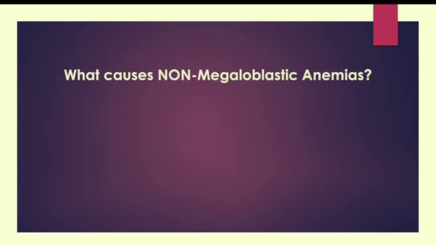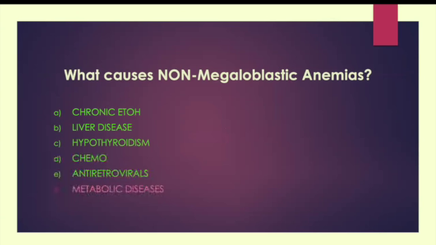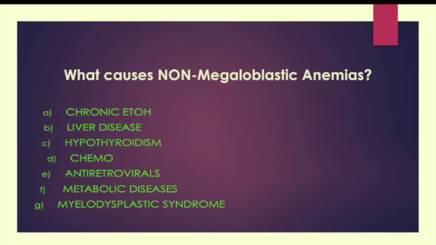Okay, so what causes non-megaloblastic anemias? Chronic ETOH, liver disease, hypothyroidism, chemo. Oh, and then don't forget the antivirals, and then metabolic diseases and myelodysplastic syndrome. Non-megaloblastic anemias, again, are all these. Chronic ETOH, this would be liver disease, hypothyroidism, chemo could do it, antivirals, metabolic diseases, and myelodysplastic syndrome.